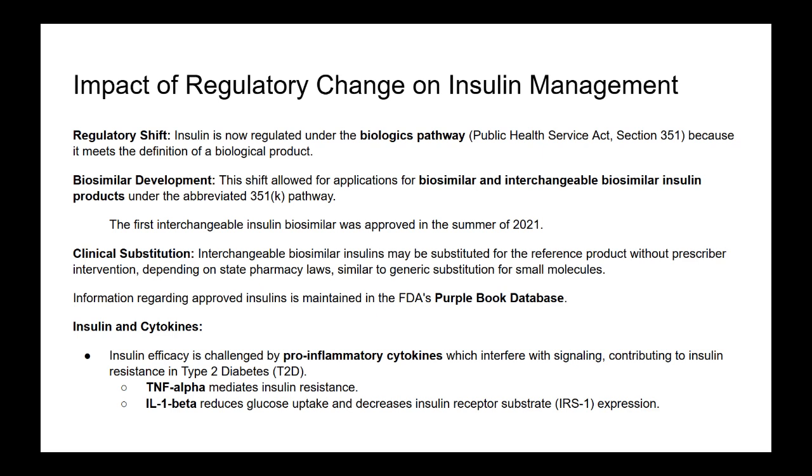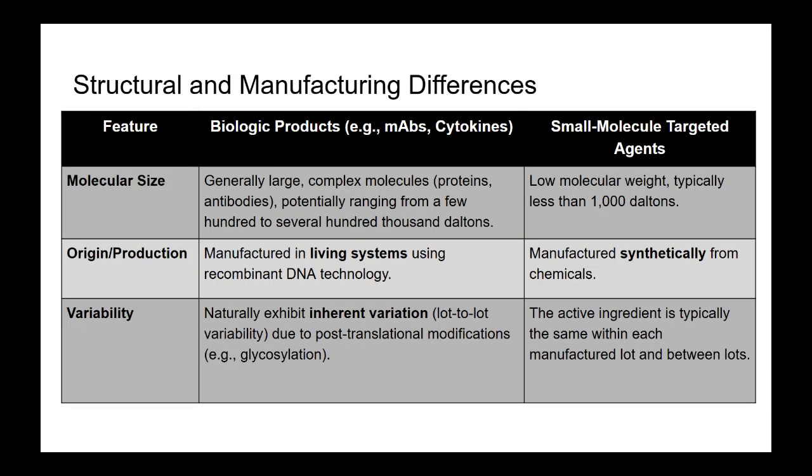Insulin functions as a key therapeutic biologic, a recombinant protein hormone, whose regulatory status has evolved to incorporate biosimilar strategies, while its efficacy is often challenged by the pathogenic signaling mediated by other cytokine biologics. Information regarding approved insulins, including biosimilar and interchangeable biosimilars, is maintained in the FDA's Purple Book database. The distinction between biologic products and small molecule targeted agents is a fundamental concept in advanced therapeutics.